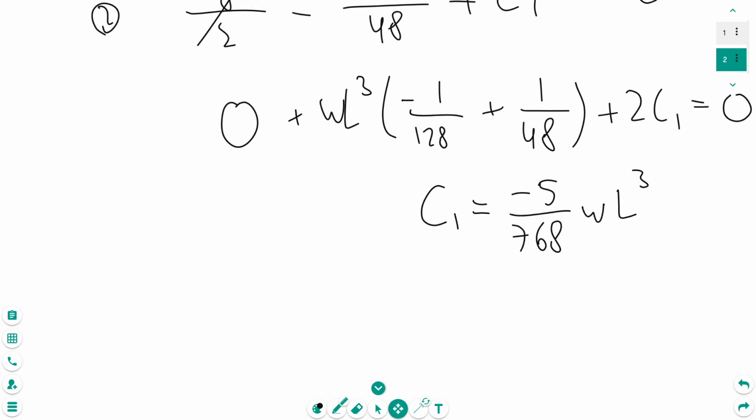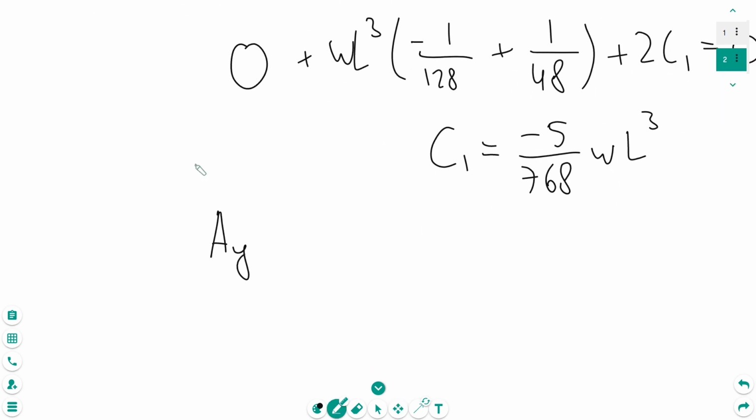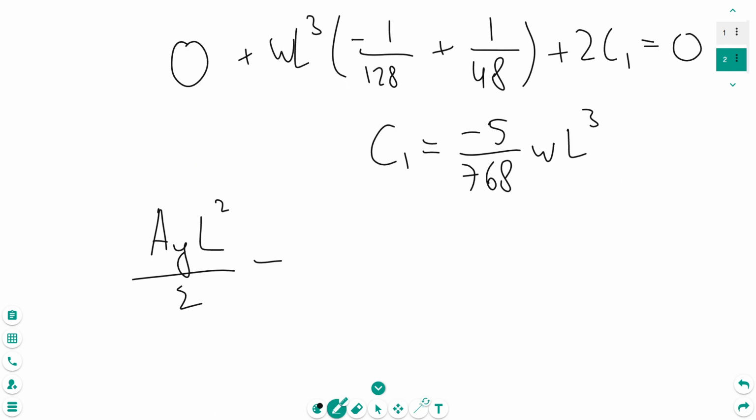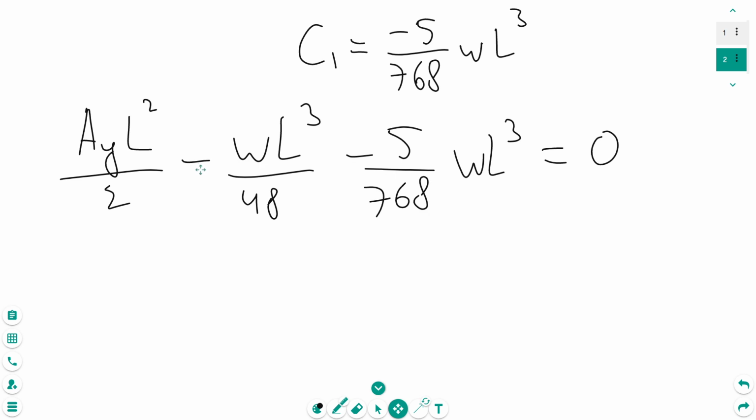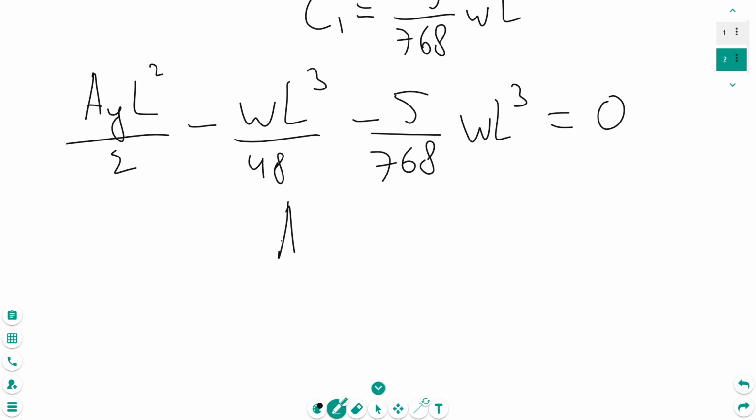Now that I know C1, I can plug it back into the second equation right here to obtain ay. I therefore know that ay L squared over 2 minus wL cubed over 48 minus 5 over 768 wL cubed is equal to 0. If I then solve this for ay, I get that ay must be equal to 7 over 128 wL.